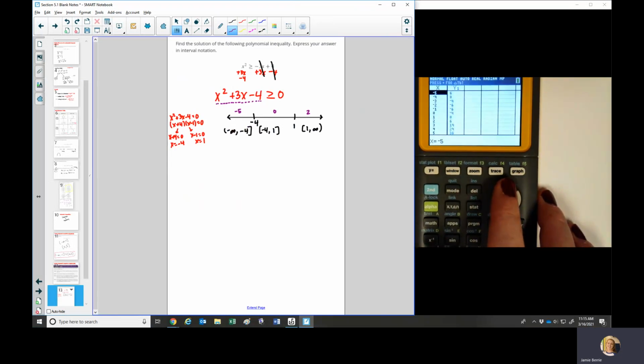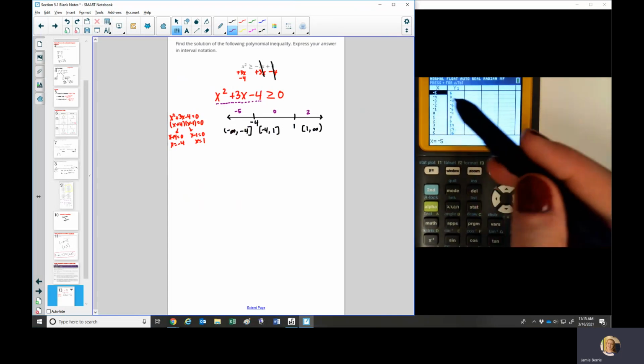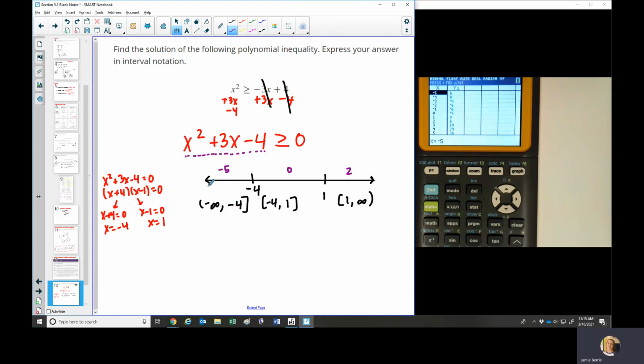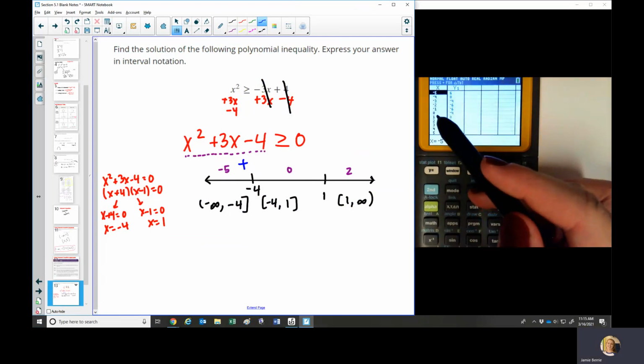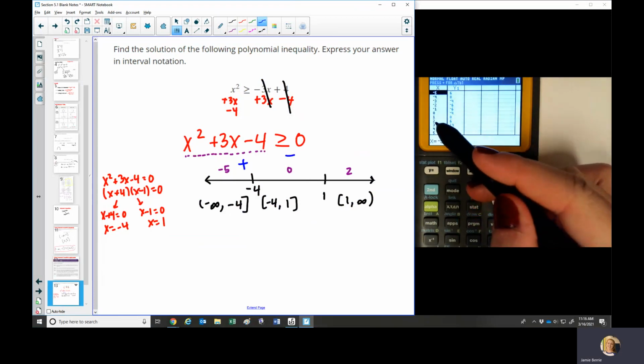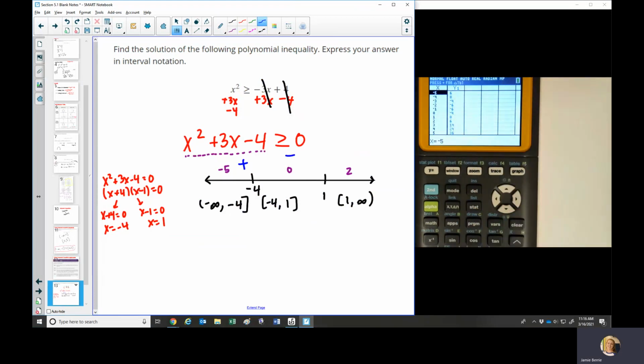Let's see, negative 5. That gives you a positive 6. We only care if it's positive or negative. So remember it said if the result is positive, then the polynomial is positive. If the result is negative, the polynomial is negative. So I'm just going to indicate whether it's positive or negative using a plus or minus. So we have a plus in that interval. If we plug in 0, that gives you a negative 4. So that one's negative. And then when you plug in 2, you get 6. So it's positive again.